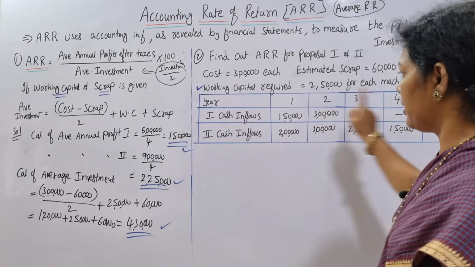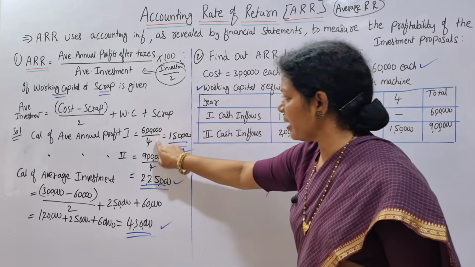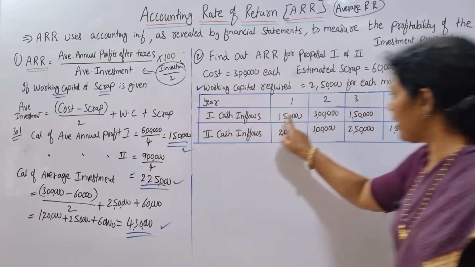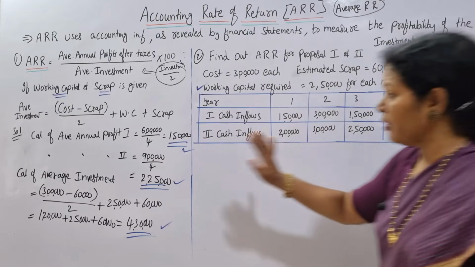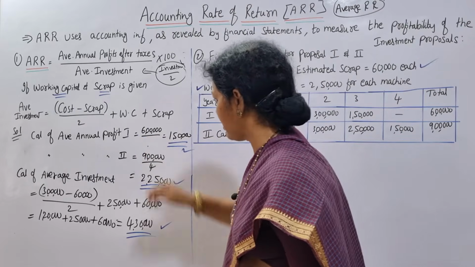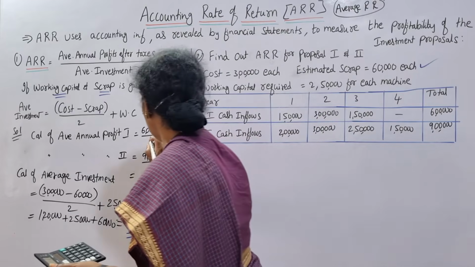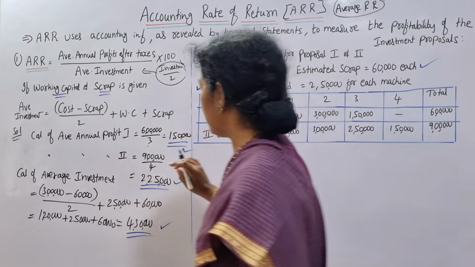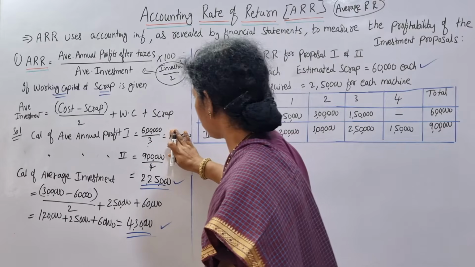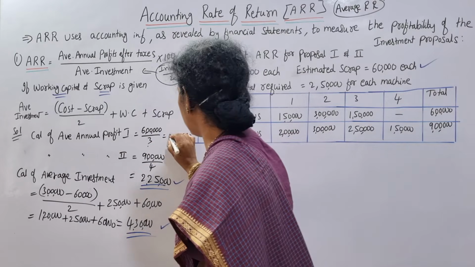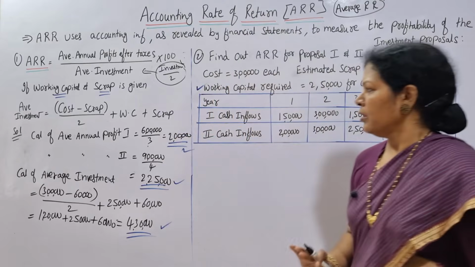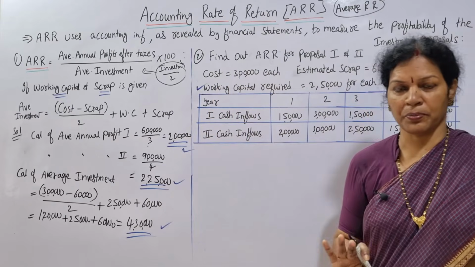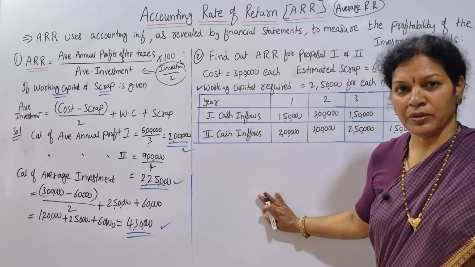Here 6 lakh divided by 4 years we have written. Actually we have 3 years only. In the 4th year there is no inflow at all, so we can take it 3 only. 6 lakh divided by 3 means 2 lakh only. Now everything is perfect. Now what we need to do?